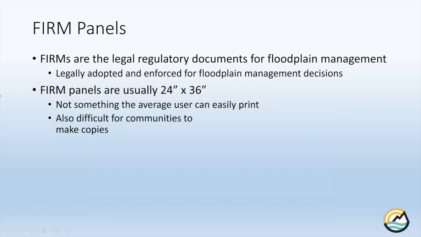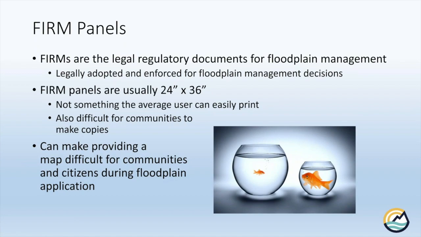They're big enough that the average person can't do anything with them. They're usually anywhere from 2 foot by 3 foot or 3 foot by 3 foot. So unless you have access to a plotter, the average person can't print and use something like these. So they also can be difficult for communities to make copies of. So again, every community gets a set of the flood insurance rate maps when they're produced. But if they're lost, if they're damaged or something like that, they're hard to make copies of. So it's very difficult to do that.